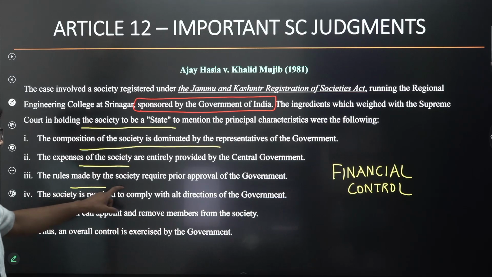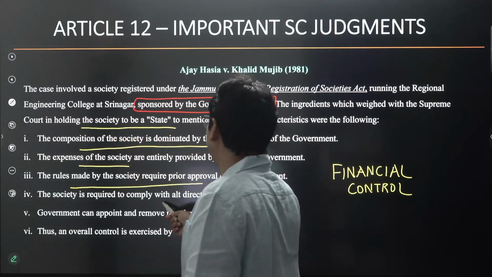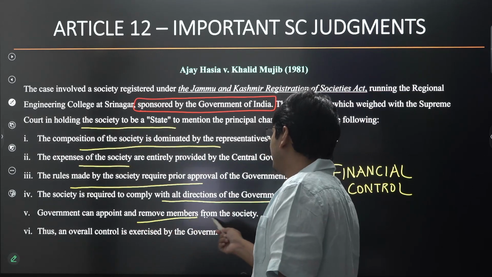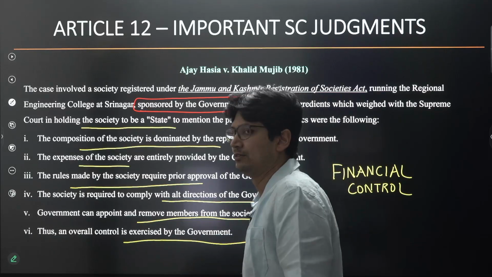Rules made by the society require prior approval of the government. The society is required to comply with all the directions of the government. Government can appoint and remove members from the society, and thus an overall control is exercised by the government. Okay?